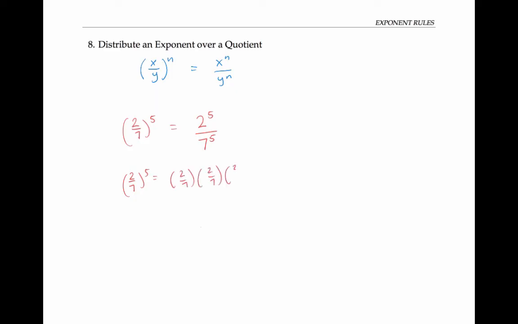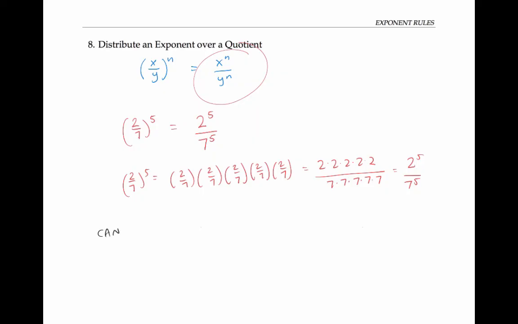Similarly, we could distribute an exponent over a quotient. If we have the quotient x over y all raised to the n power, that's the same as x to the n over y to the n. For example, 2 sevenths raised to the 5th power is the same thing as 2 to the 5th over 7 to the 5th. This makes sense because 2 sevenths to the 5th can be expanded as 2 sevenths multiplied by itself 5 times, which can be rewritten as 2 multiplied by itself 5 times divided by 7 multiplied by itself 5 times. And that's 2 to the 5th over 7 to the 5th as wanted.